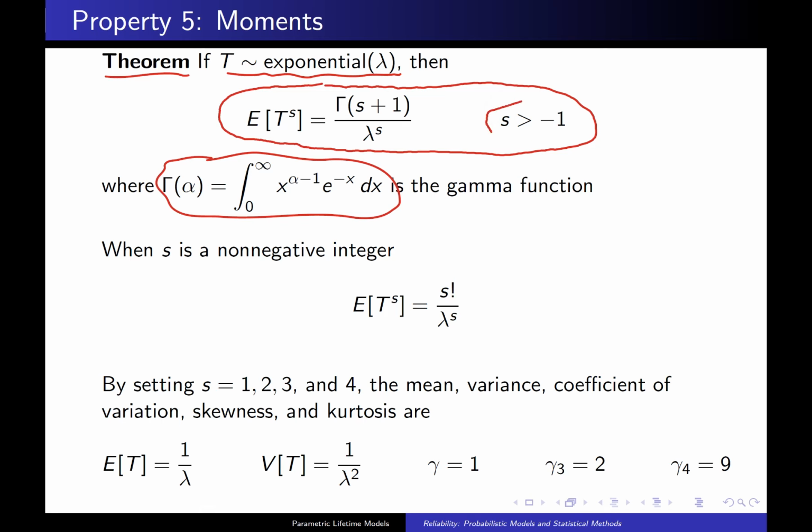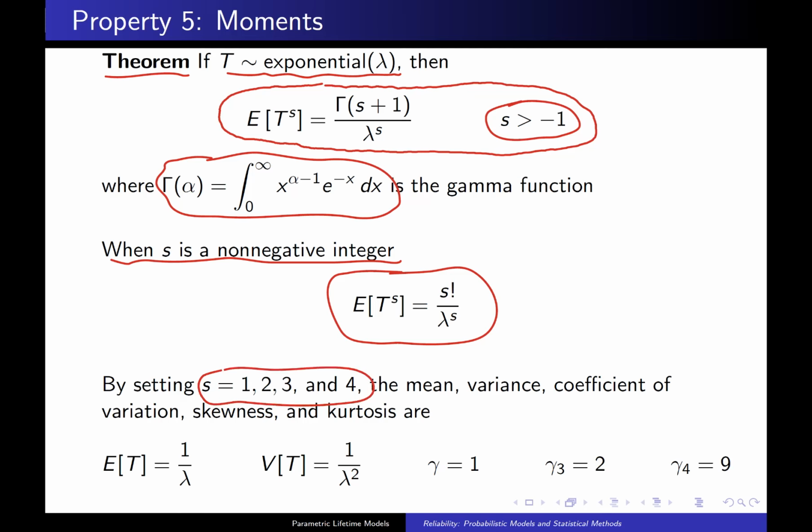This definition is good for s values greater than -1, but if you assume that s is a non-negative integer, this particular result collapses to this. The expected value of t to the s is s factorial divided by lambda to the s. If you then set s equals 1, 2, 3, and 4, and do a little bit of algebra, you can find that the expected value of t is 1 over lambda for an exponential random variable.